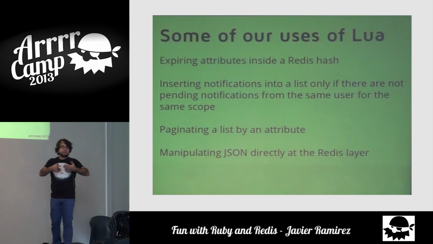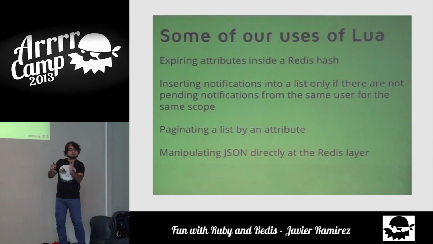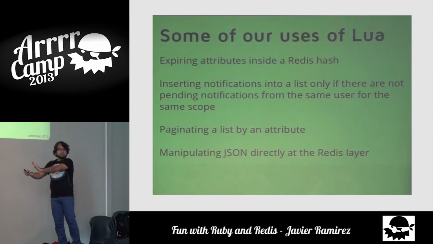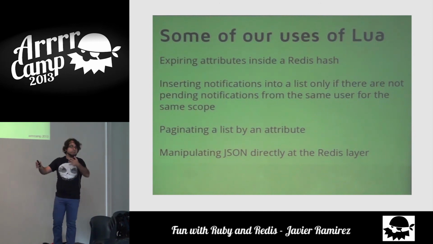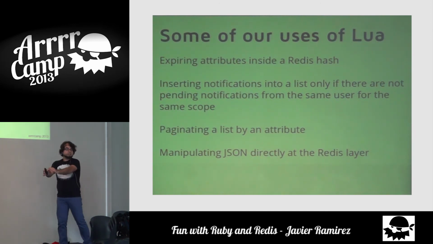I'm checking: is there in this list a notification for the same user, for the same object, that is still not read? If you have that, don't insert this one. So I'm moving that to the Lua layer. And the good thing is I can use this from different processes, one in Ruby, one in Node, and it works because the functionality is in Lua. It's not in my main application.